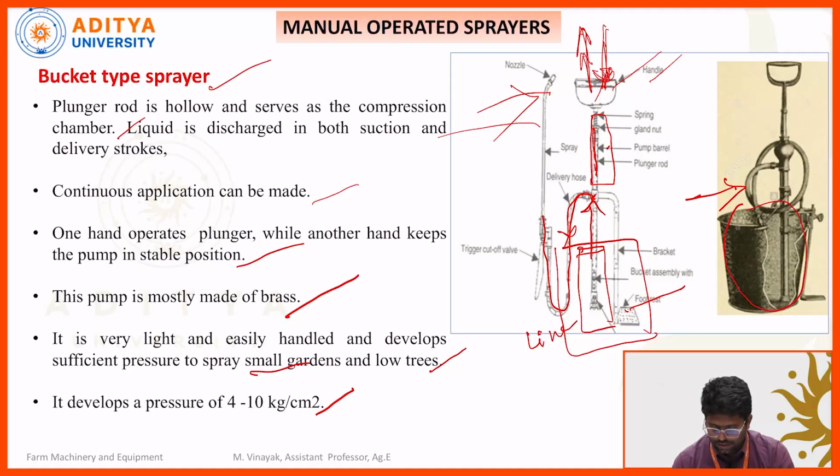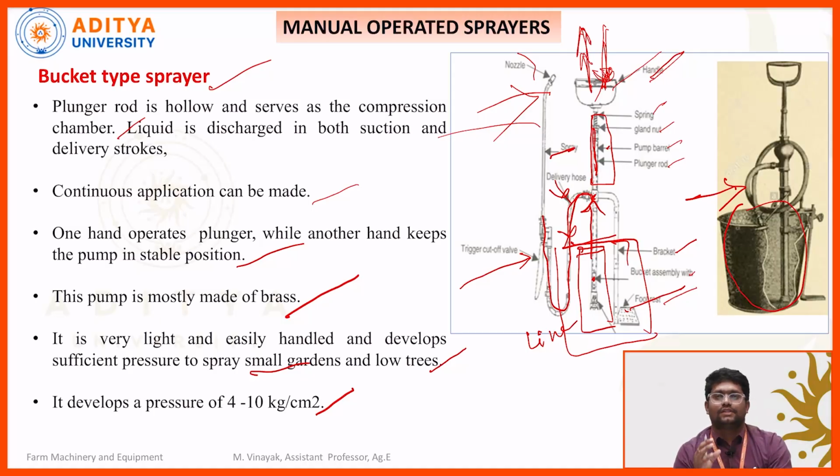Now we can look at the parts: handle, spring and gland nut, pump barrel, plunger rod. Here the bucket will be provided. This one is a bucket assembly, and the footrest. Here are the trigger cut off device, nozzle, sprayer, and this one is a delivery hose.